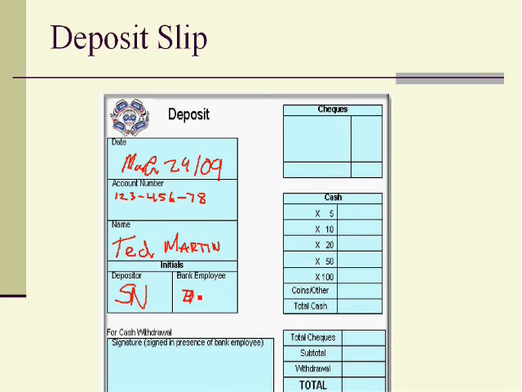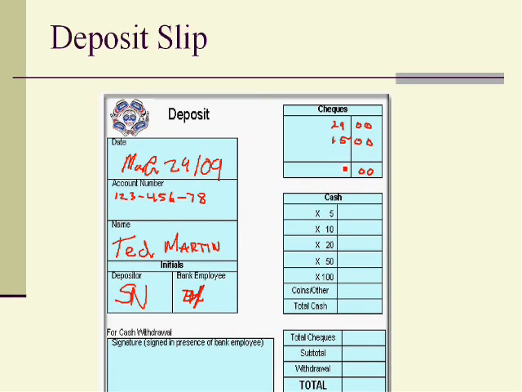Up here, we're going to put in any checks that we've deposited. So say we've deposited a check for $29, a check for $15. Then we're going to total these up. 4, 4, carry the 1, is $44.